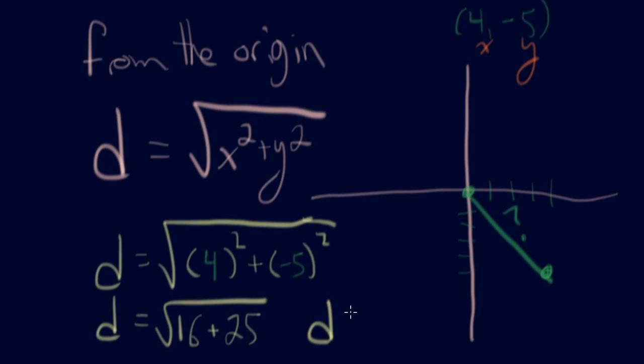And can you simplify that? Heck no. No, you cannot. So that's your answer. The distance is the square root of 41. Not too bad, right? Just kind of plug in x, plug in y. It's not too bad. Let's kick it up a notch.